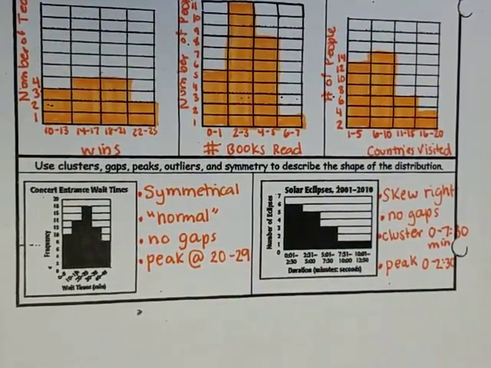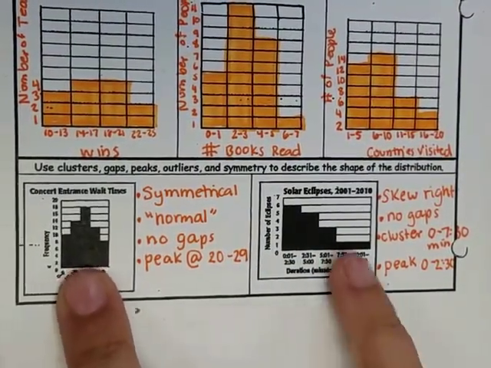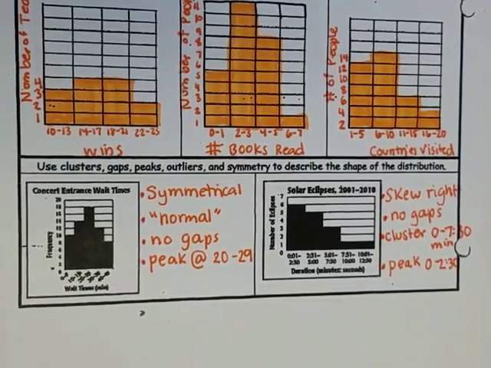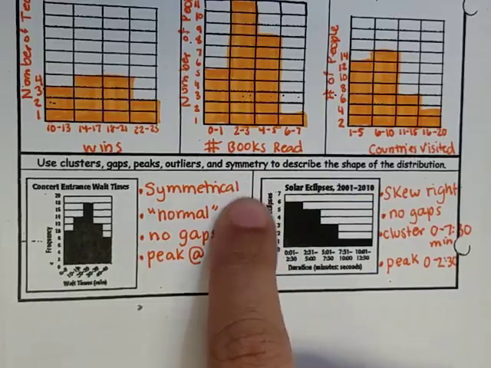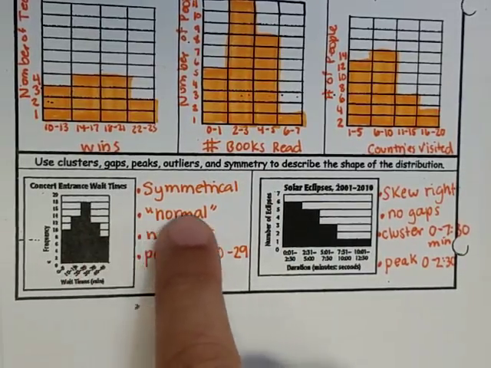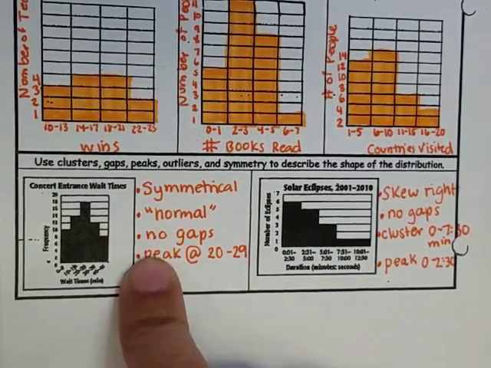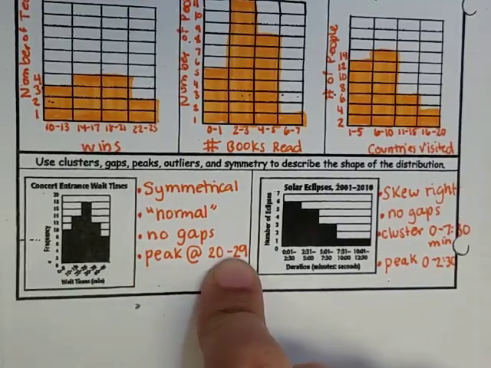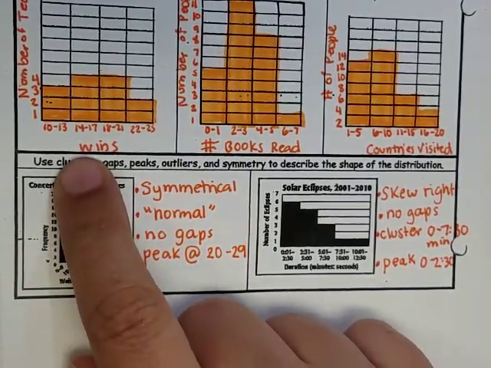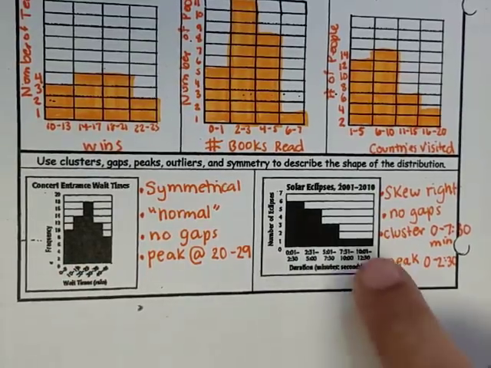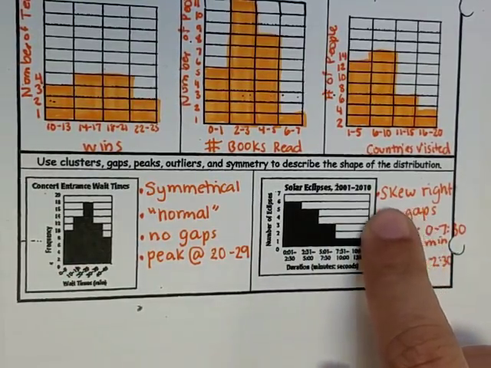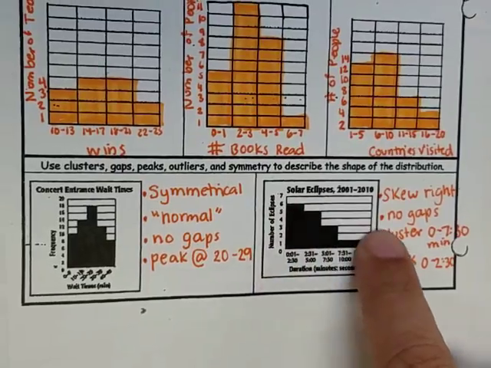All right, and then they asked you for the last 2. They already gave you the pictures and they just wanted you to describe them using the words clusters, gaps, peaks, outliers, symmetry. So I said that this one was symmetrical. It was normal. There were no gaps, and there was a peak at 20 to 29. Clusters, the whole thing was together, so I wouldn't actually consider anything to be a cluster there. Skew right for this one because it's to the right.